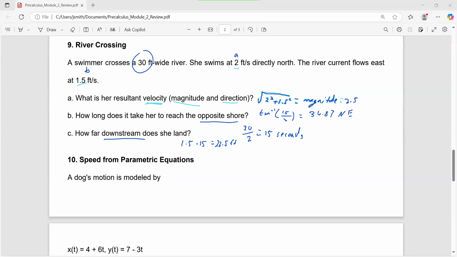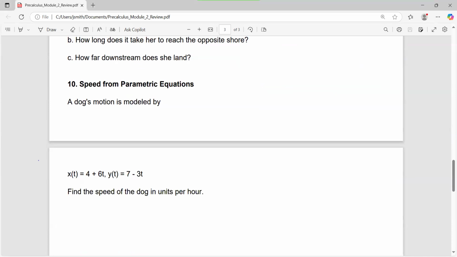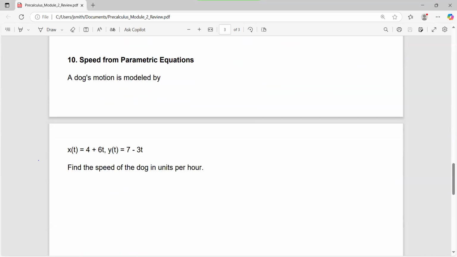All right, number 10 is the last question. It's talking about a dog's motion that has been modeled by a parametric equation, and it just wants you to find the speed of the dog.